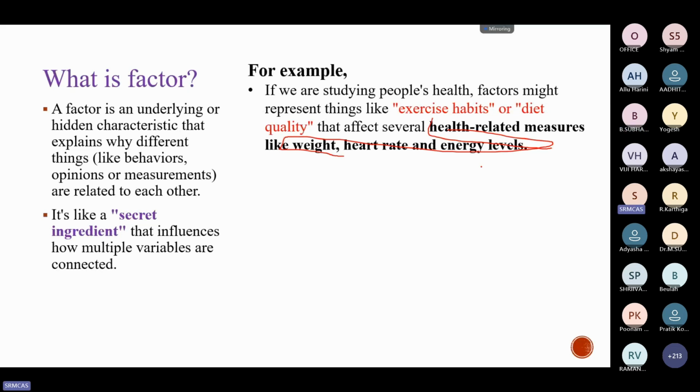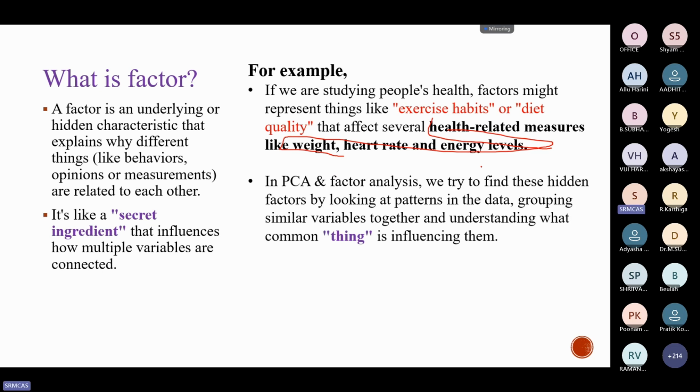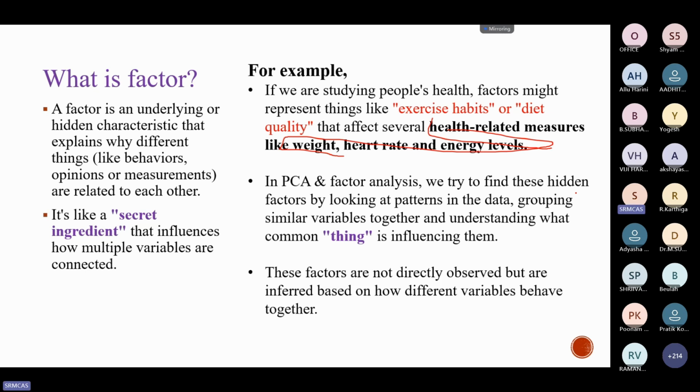PCA. In both we try to find these hidden factors by looking at the patterns in the data, grouping similar variables together, and understanding what common things are influencing them. These factors are not directly observable but are inferred based on how different variables behave together.